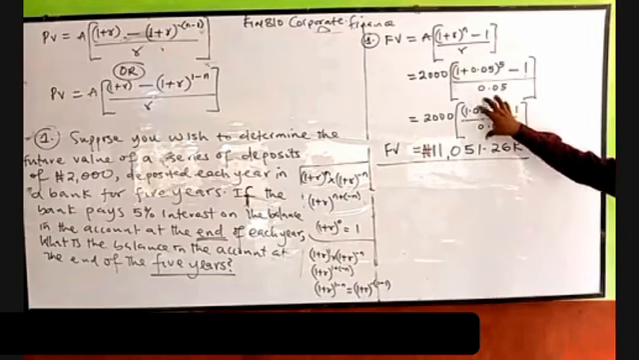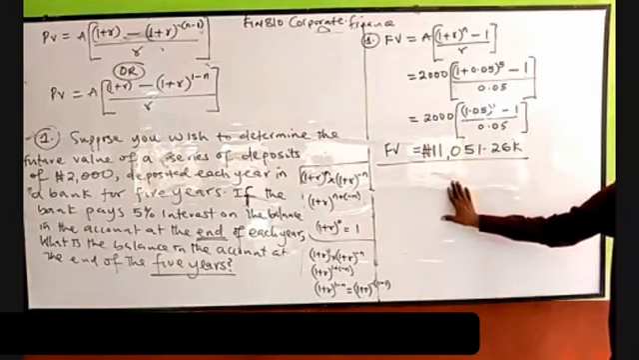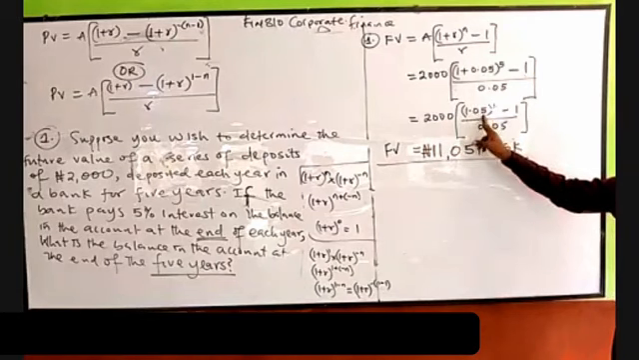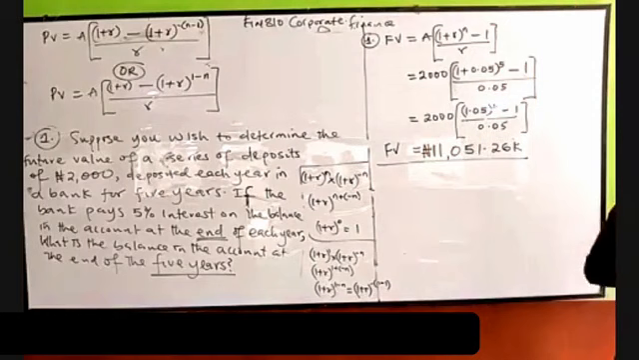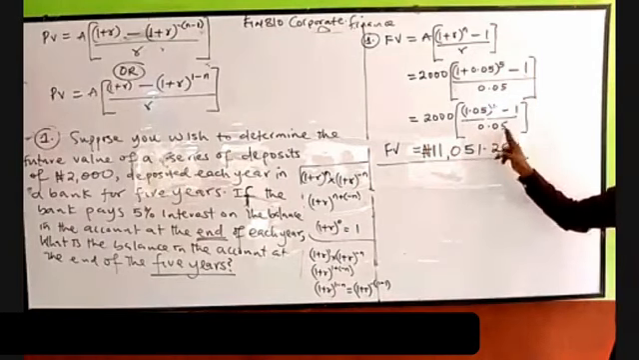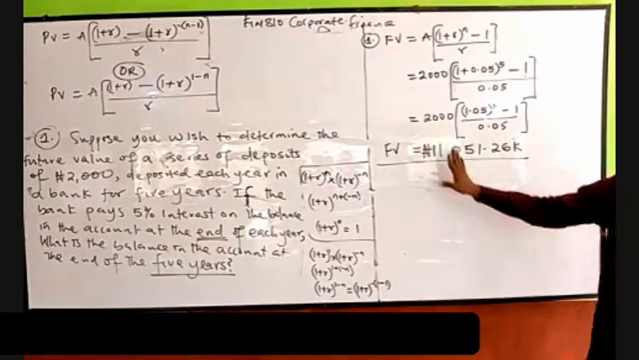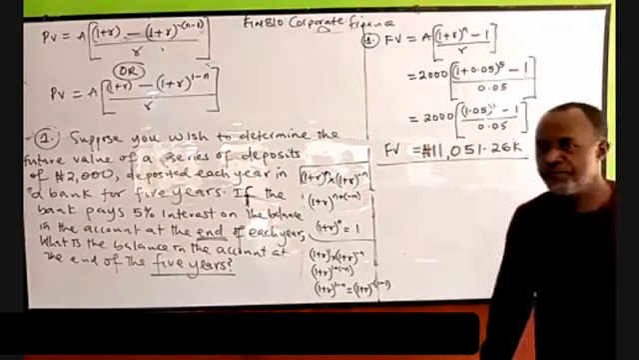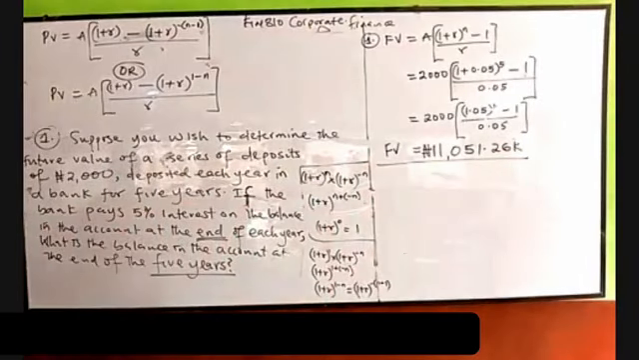Whatsoever you got there, multiply by 2,000 and we arrive at this. So just press your calculator the way we are saying. 1.05 raised to power 5, you get a result. Minus 1, you get a result. Divide by 0.05, we'll get a result. Multiply by 2,000, and we'll get the final result. Is it clear?